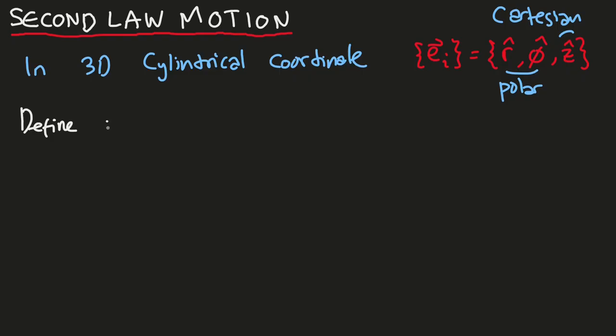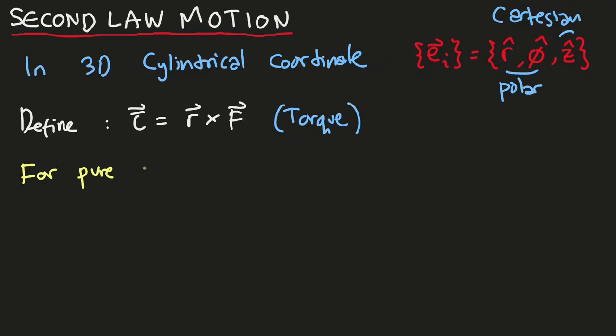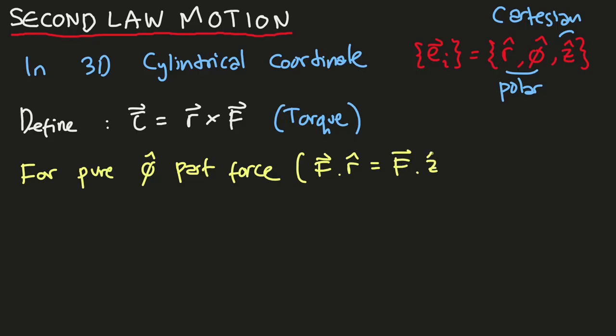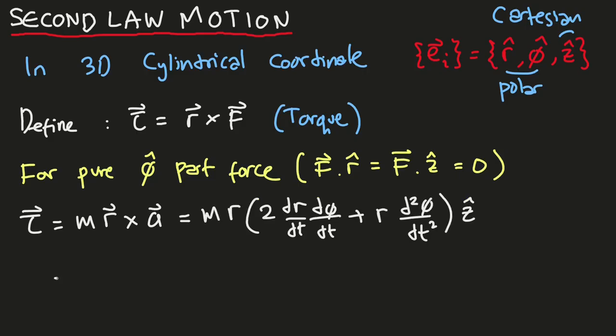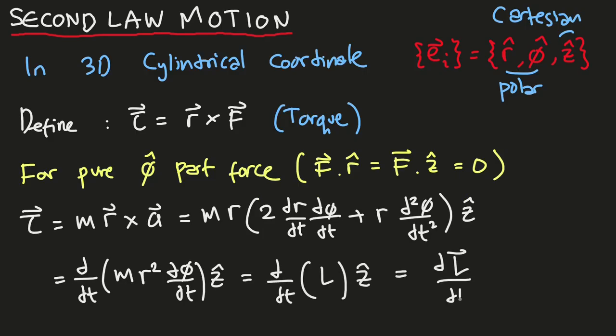Then define tau vector as r vector cross F vector, which is known as torque. In this system, we are interested in a pure theta hat part force, so F dot r hat equals F dot z hat equals 0. So that means if we take tau vector by definition, we will get this long equation, and by the end we will have the first derivative of L vector.